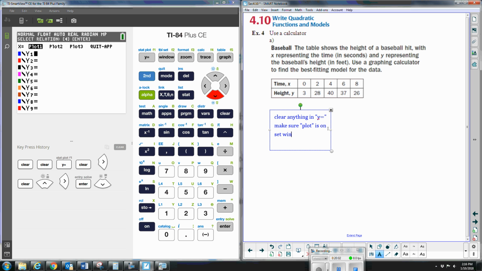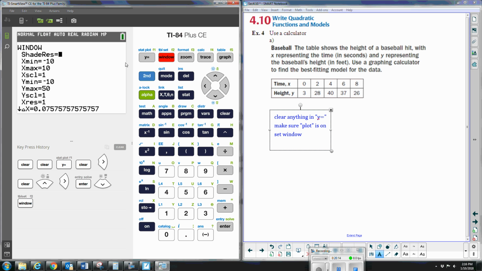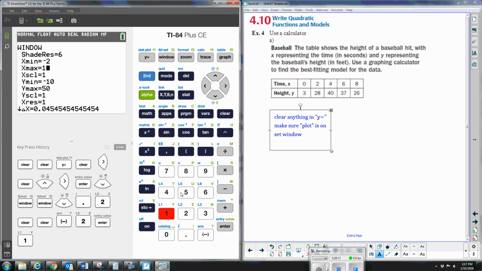And then set your window. If you look at the data, the x goes from 0 to 8, and the y goes from 3, the highest looks like it's about 40. So I want my window to include all of that. So my x minimum, I usually like to see a little bit beyond my graph, so maybe I'll just set that at -2 since the lowest is 0. And then my max is 10, but I'll just make it a little bit bigger, 15. And then my scale is fine at 1.